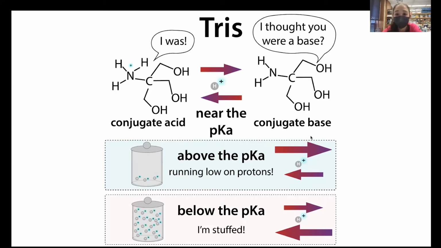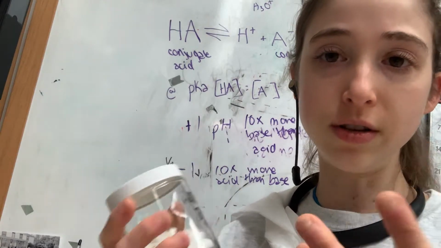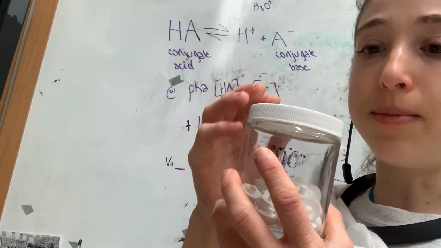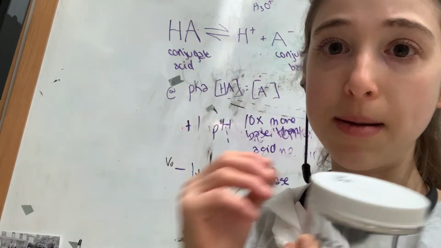Because if you go too far away, you're not going to have enough of the base to counter any added acid. And if you go the other direction, you're not going to have enough of the acid to counter any added base. When we're preparing a buffer solution, we need to prepare it so that it has roughly equal amounts of acid and base.